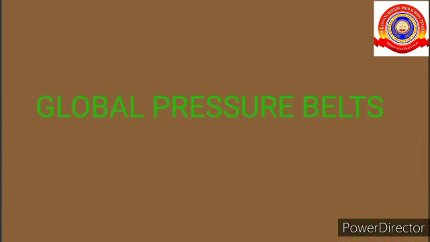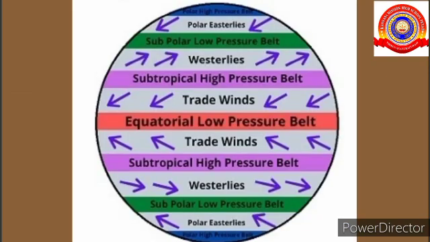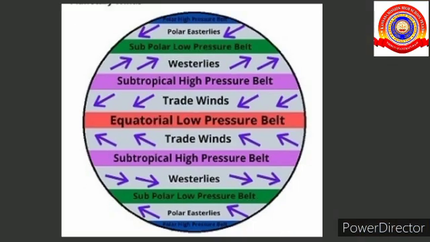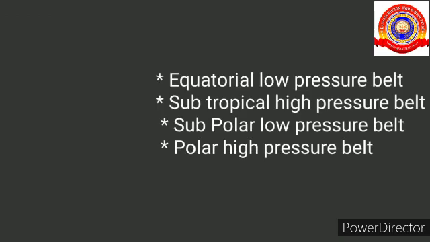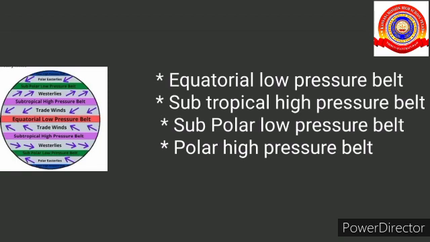Let's move to the global pressure belts. The atmospheric pressure is more or less the same between certain latitudes. Based on this, the Earth's surface is divided into different pressure belts. These are known as global pressure belts. Equatorial low pressure belt, subtropical high pressure belt, subpolar low pressure belt, and polar high pressure belt are the different pressure belts. Let's learn about each of these pressure belts in detail.